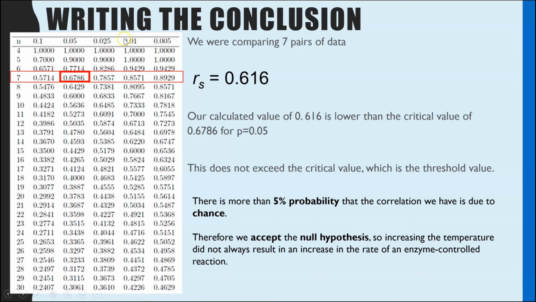So for example, this column, the p-value of 0.01 is 1%. So if your calculated value did exceed the critical value in that probability, that p-value, you'd then be saying there is less than 1% probability it's due to chance, so you're 99% confident.